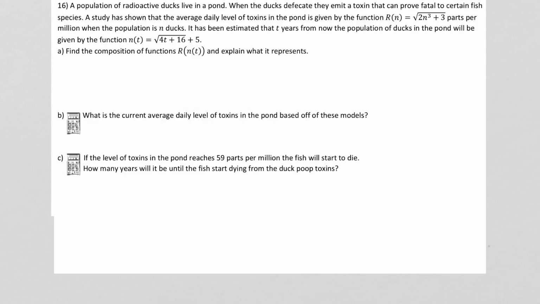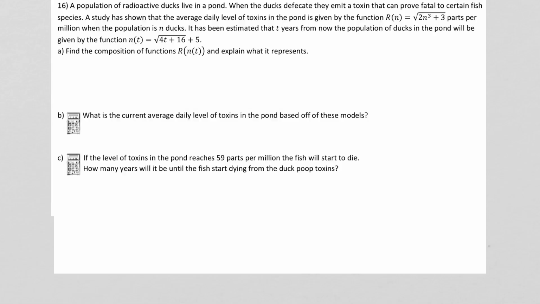It has been estimated that t years from now, the population of ducks in the pond will be given by the function n of t, so the number of ducks with respect to time, equals the square root of 4t plus 16 plus 5, for whatever strange reason. Find the composition of functions r of n of t and explain what it represents.